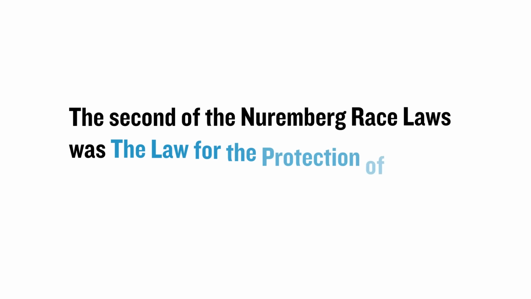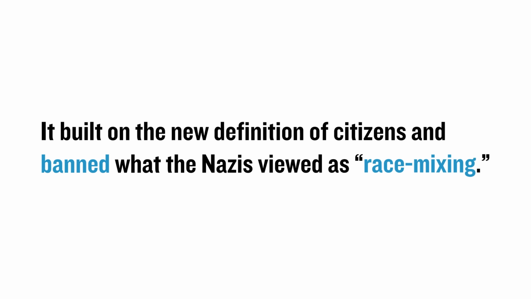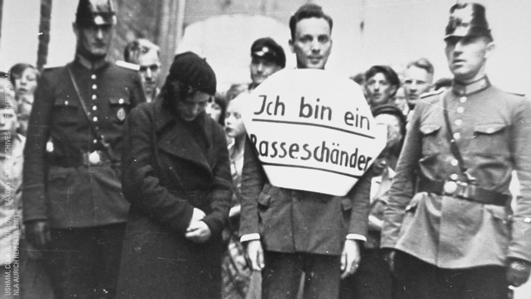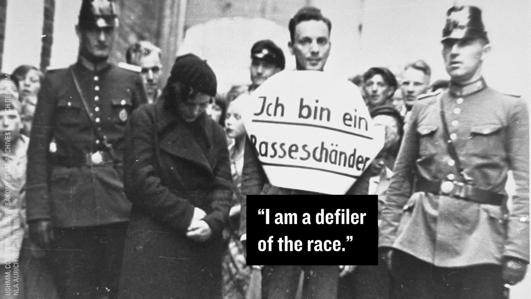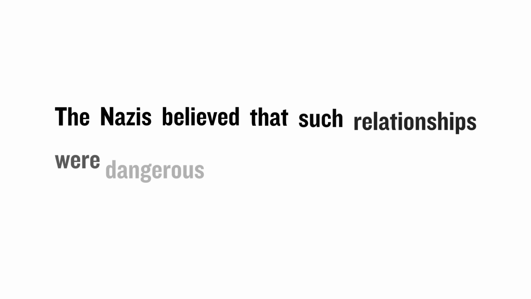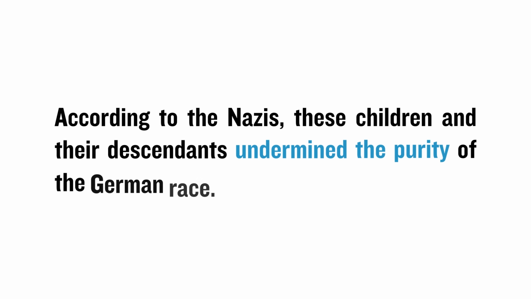The second of the Nuremberg race laws was the law for the protection of German blood and German honor. It built on the new definition of citizens and banned what the Nazis viewed as race mixing. Future marriages and sexual relations between Jews and people of German or related blood were now illegal. The Nazis believed that such relationships were dangerous because they led to so-called mixed-race children. According to the Nazis, these children and their descendants undermined the purity of the German race. Those violating the law could be punished with prison time.